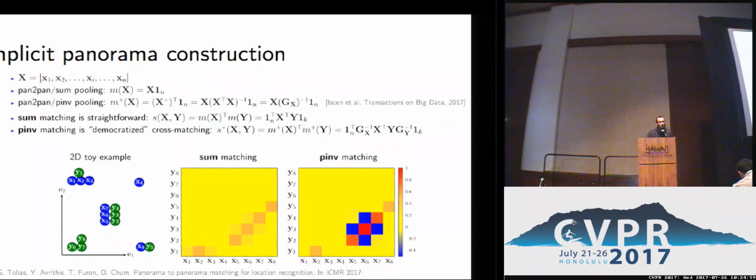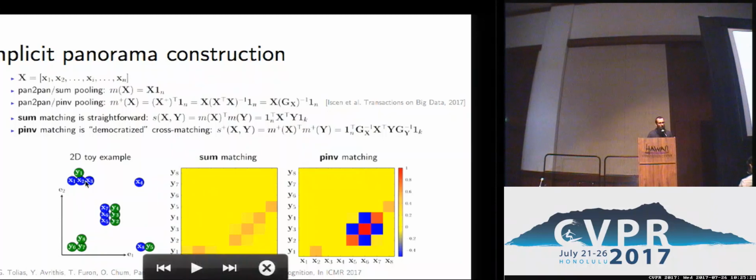In the case of sum pooling, when we compute the inner product between two such vectors, this is equivalent to computing the similarity matrix for all pairs of descriptors and then summing the similarities. So here we also depict what happens with the similarity matrix in the case of pinf pooling. We can see that pinf pooling is somehow approximating a one-to-one matching scheme.